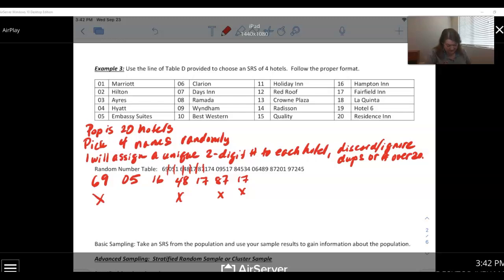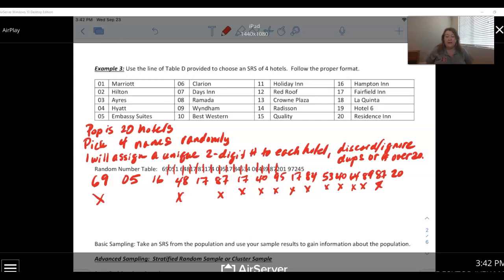And how many am I trying to pick again? I'm trying to pick 4 names, right? Or 4 hotels. So I've got 3. I just need 1 more. The next one is 40. That's no good. The next one is 95. That's no good. The next one is another duplicate 17. That's no good. The next one is an 84. Nope. 53. Nope. 40. Nope. 64. Nope. 89. Nope. 87. Nope. And 20. Yes, there's our 4th one.